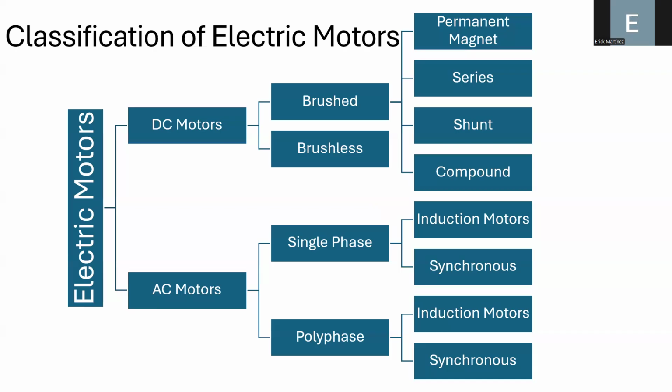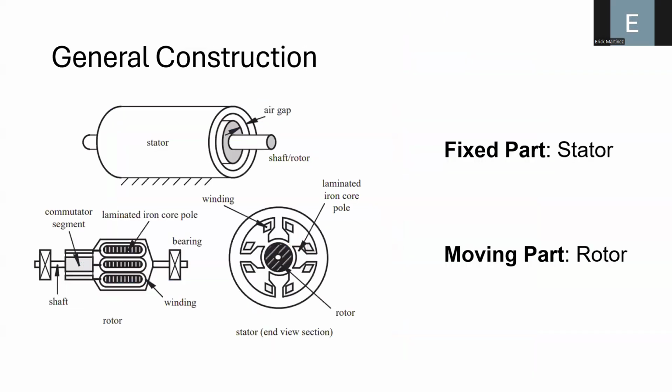Also, we have polyphase motors, in which the most common one is the three-phase AC motor. Basically, a polyphase or three-phase AC motor means that we are using more than one sinusoidal voltage source in order to power this device. And again, we can classify these polyphase motors into induction and synchronous motors.